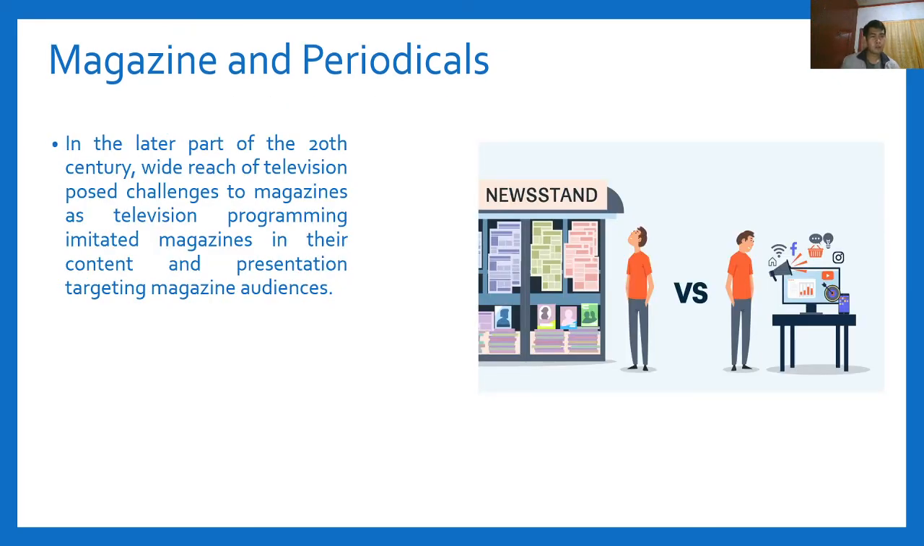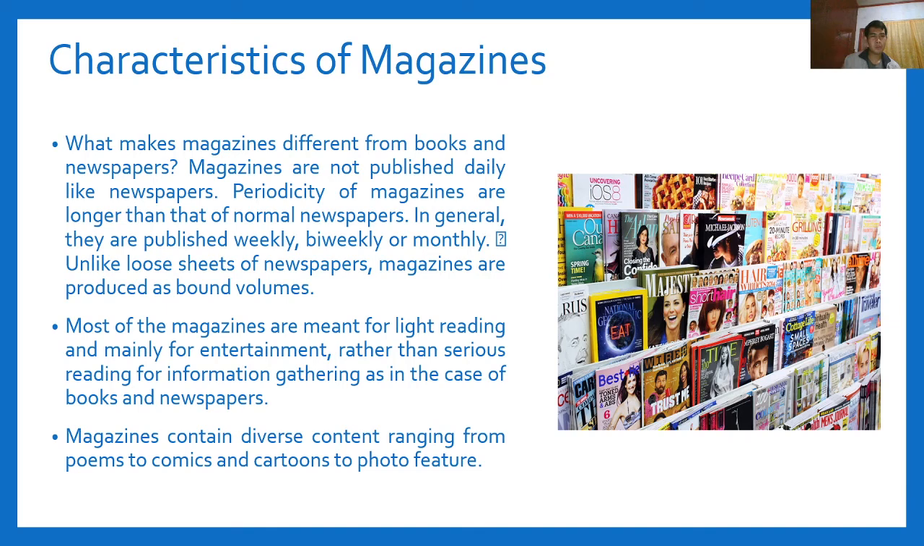Now, in the later part of the 20th century, the wide reach of television posed challenges to magazines, as programming imitated magazines in their content and presentation, targeting magazine audiences. Now, what makes magazines different from books and newspapers?